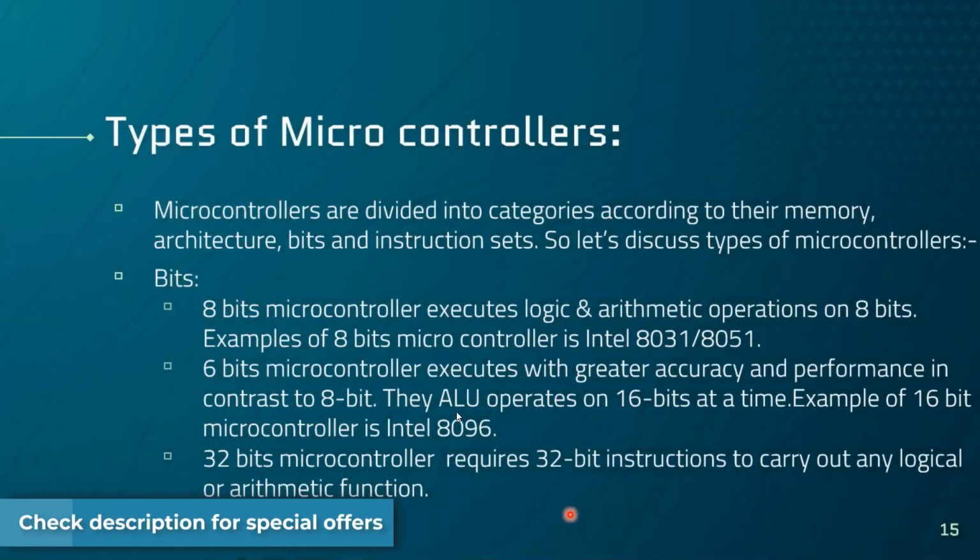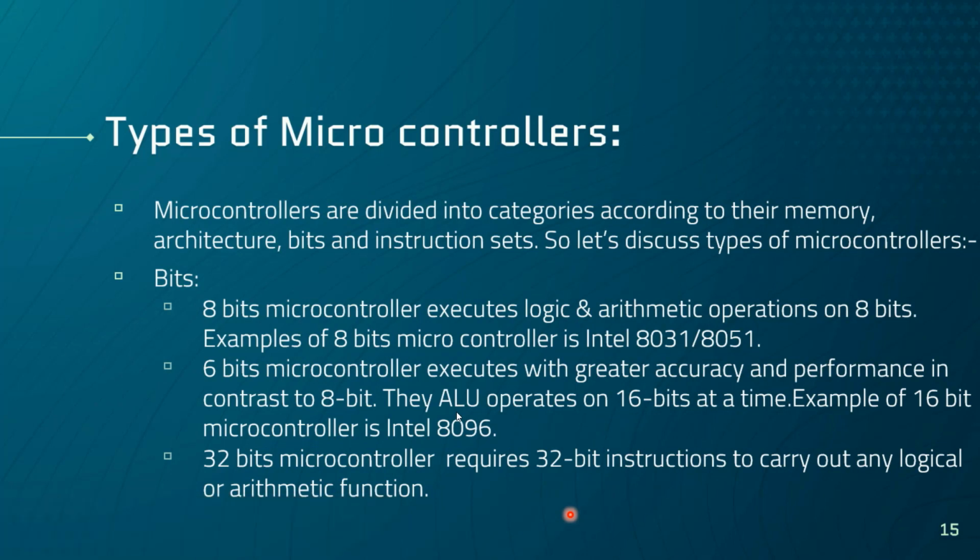Okay, so what are the types of microcontrollers? What is the difference between different kinds of microcontrollers? Microcontrollers are divided into categories according to their memory, architecture, bits, and instruction sets. So let's discuss the types of microcontrollers. For example, according to bits, there are 8-bit microcontrollers, there are 16-bit microcontrollers, this is a typo, this is 16-bit, and then there are 32-bit microcontrollers.